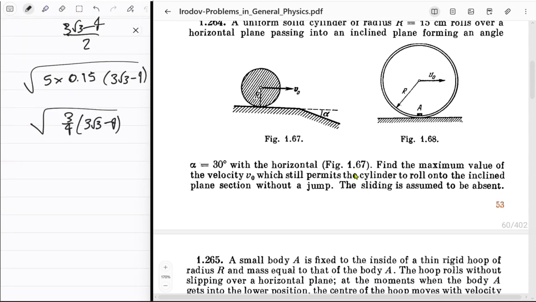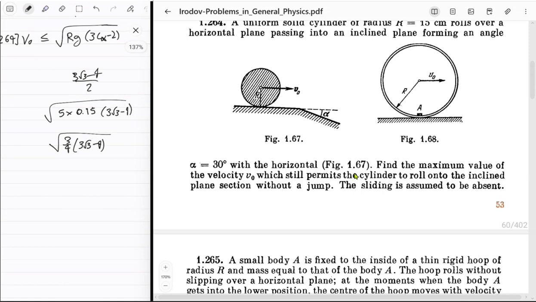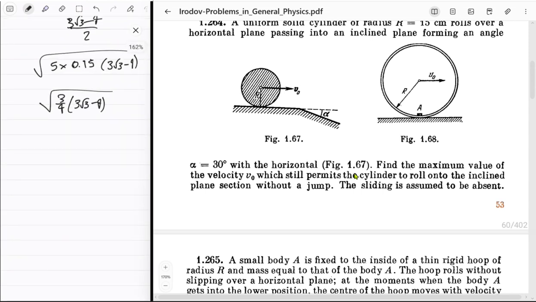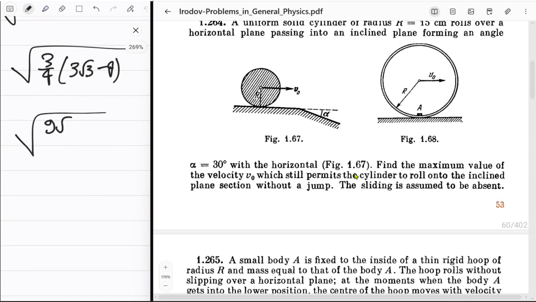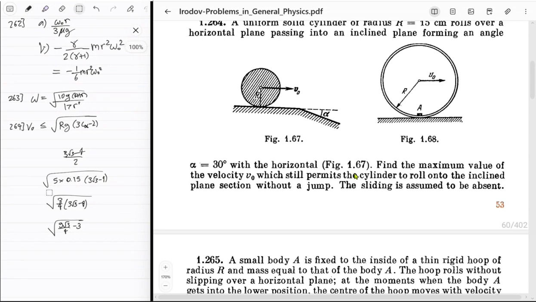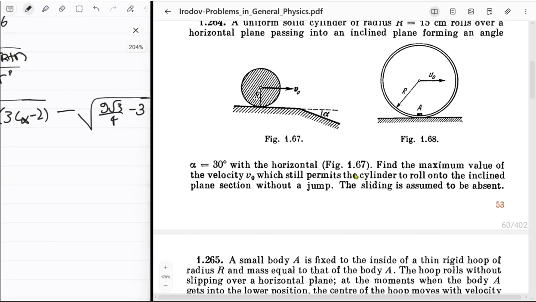Why is this taking forever? Okay, whatever this value is, I won't do it. Just leave it like that. Or if you really want, write it a bit differently. You can write this thing as 9 square root 3 upon 4 minus 3. That's it. That's as far as I can go. There we go. This is the thing. Next question.